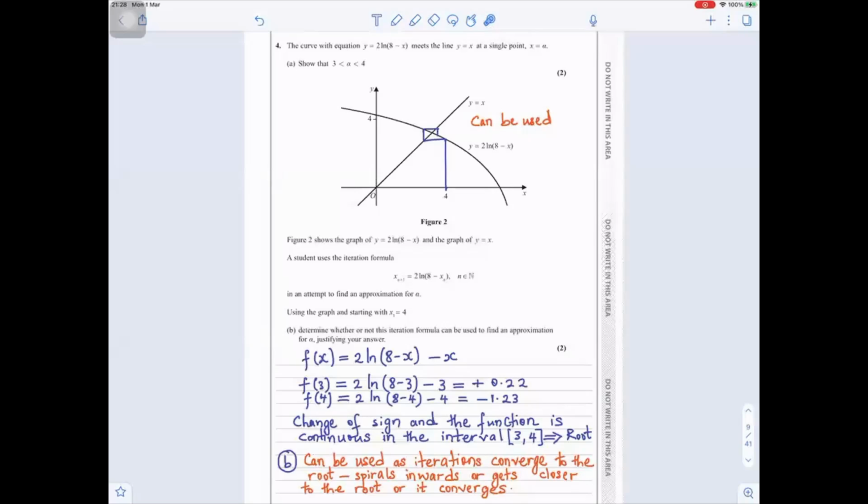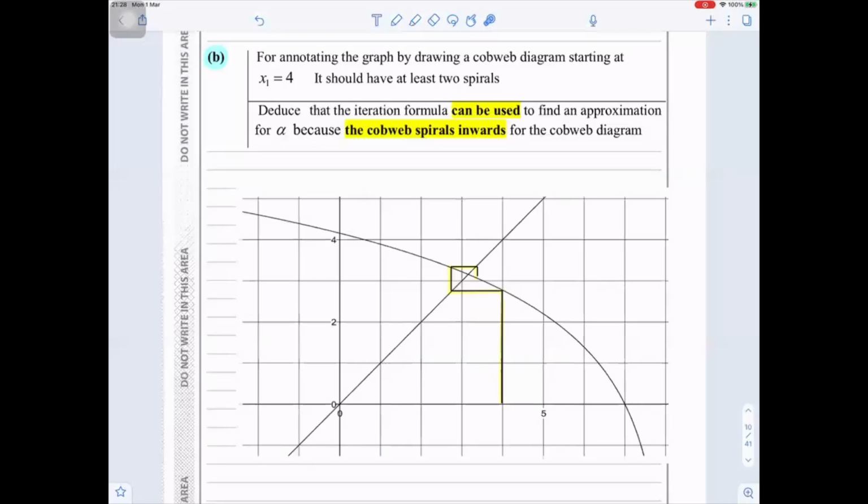So that's question 4. And that's a graph showing question 4 in detail, which you can see each spiral. So it goes to the curve, to the line y equals x, back to the curve, back to the line y equals x. And that's the curve. And it's getting closer and closer to the root, spiraling inwards because the cobweb spirals inwards.